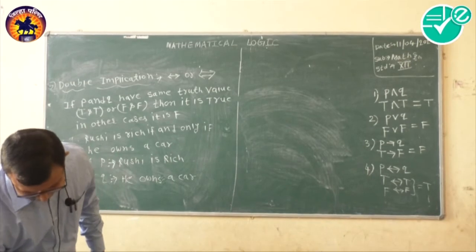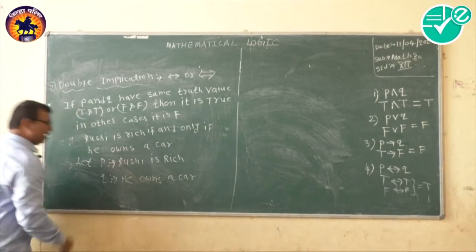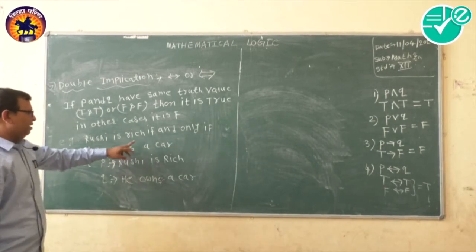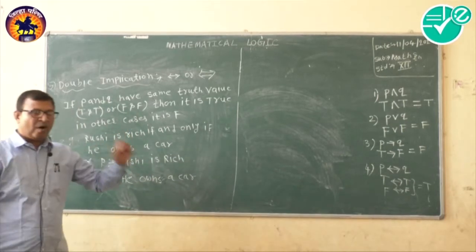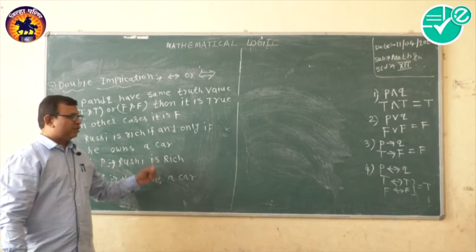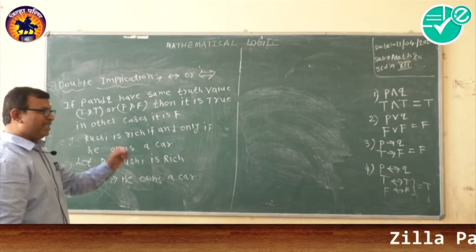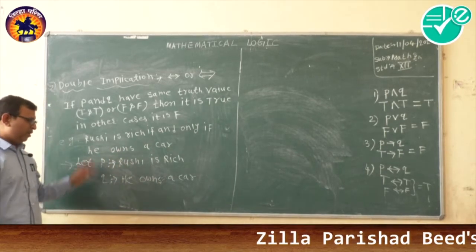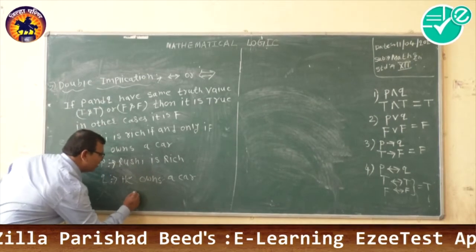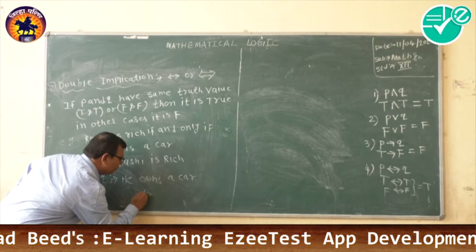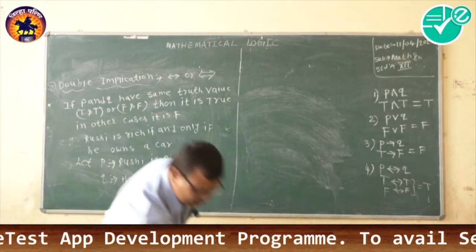Now see, how to write this symbolically? Here it is if and only if. Before, we have seen and, or, not. Now, if and only if. Rishi is rich if and only if he owns a car. We can say P double implication Q. This is the symbolic form of double implication.